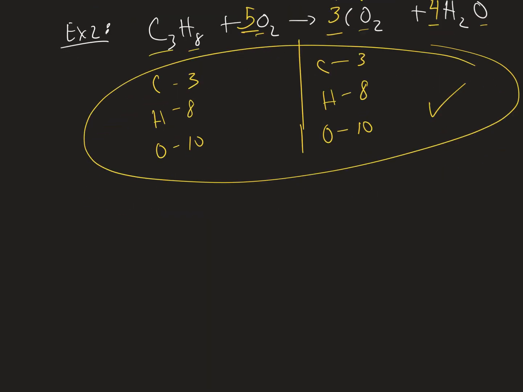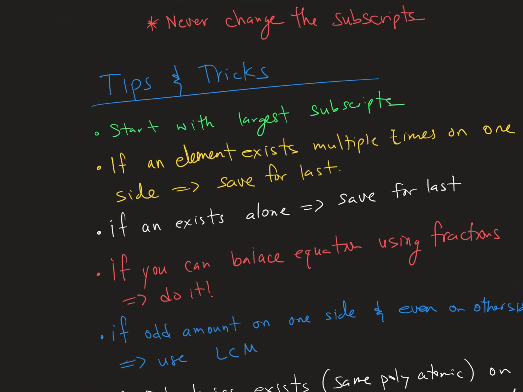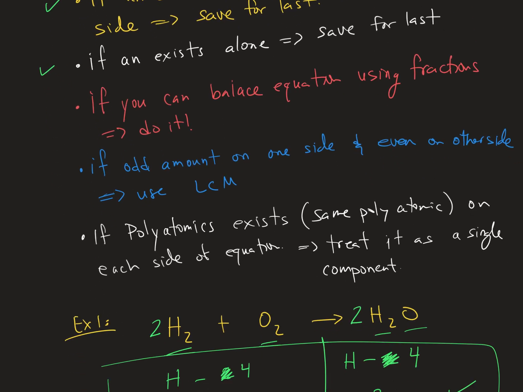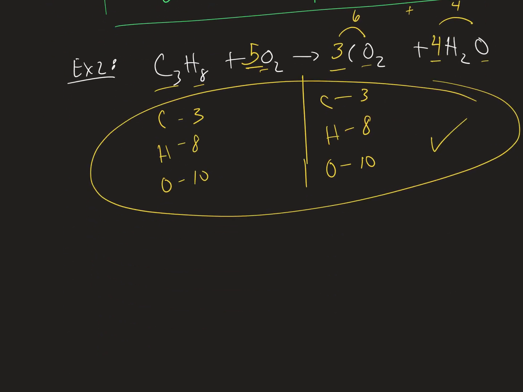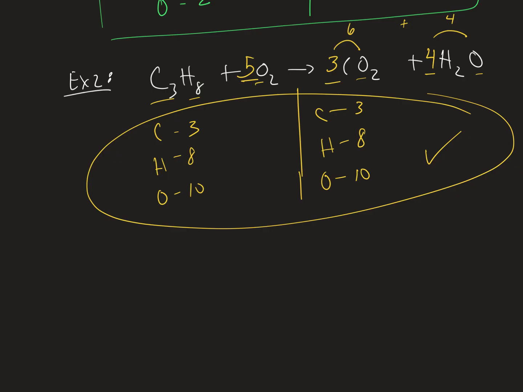Next one. So far we used these rules: start with the biggest subscripts. If an element exists multiple times, save it for last. If an element exists alone, save it for last. We did that, right? Teacher, can we do one that has parentheses? We'll do several. Yes, we'll get there. We're just doing one step at a time.